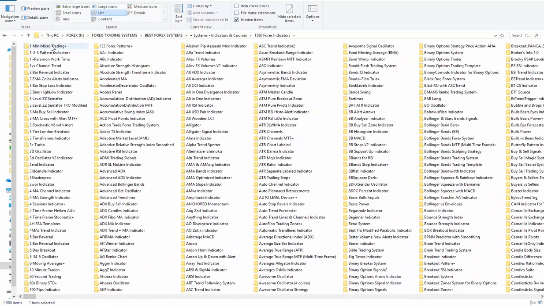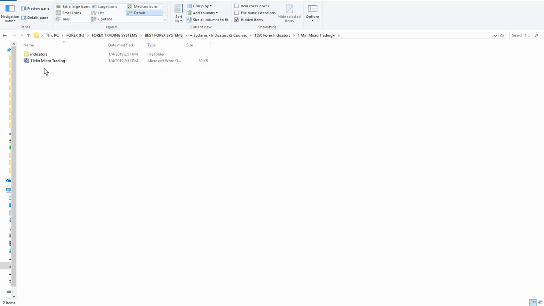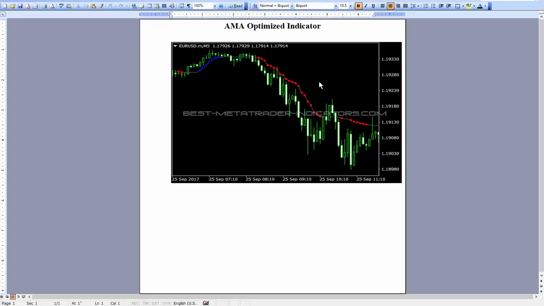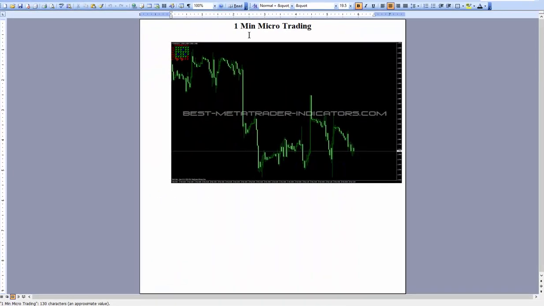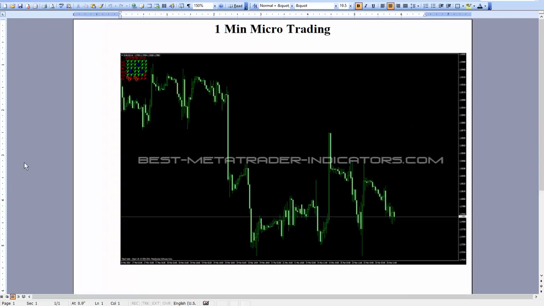As an example, when you click on one of them, like this one called the 1 minute micro trading, it pops up here. This particular one has an indicator telling you either buying or selling. I blew it up so you can see a little more clearly. You're either selling, red, or buying on the different time frames here.